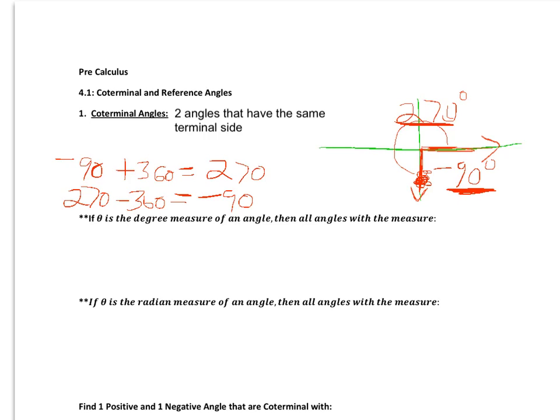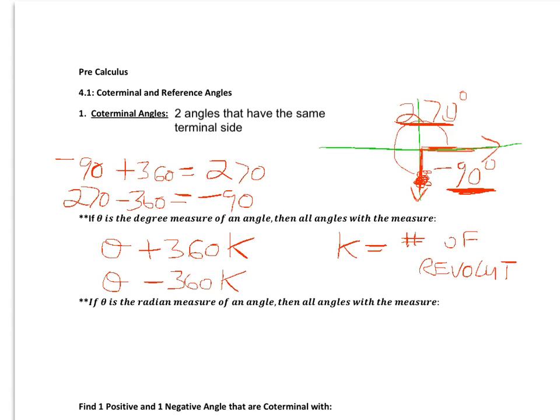So to sum it up, literally talking in circles here, if theta is the degree measure of an angle, then all angles with the measure theta plus 360k, or theta minus multiples of 360, are at the same point in the unit circle. Now you're probably asking yourself, what does k mean? k just means the number of revolutions. How many times do you go around the circle?